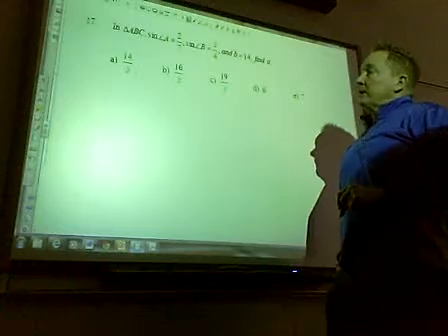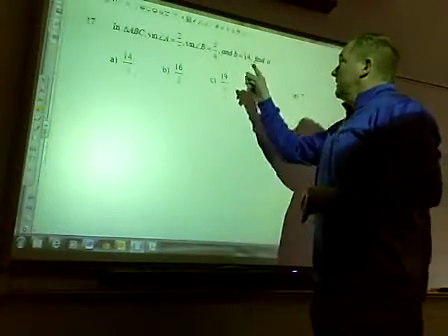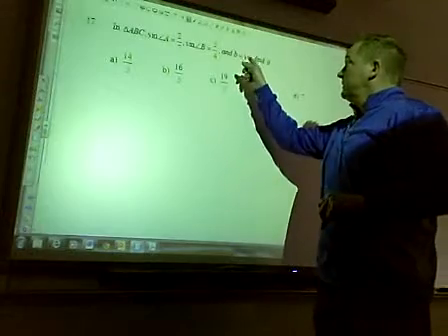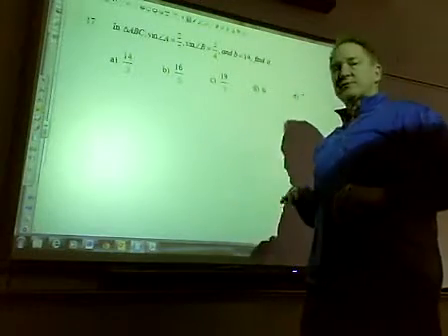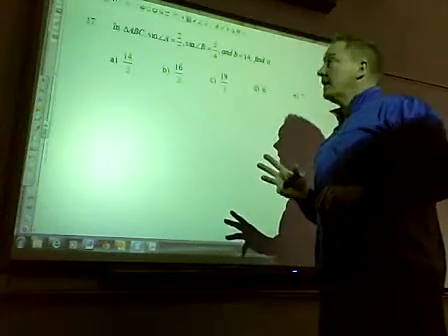Fun problem here. In triangle ABC, the sine of angle A is 2/7. The sine of angle B is 3/4. And side B is 14. Find side A. This is presented a whole different way. You haven't seen one like this. But it really is just using law of sines.